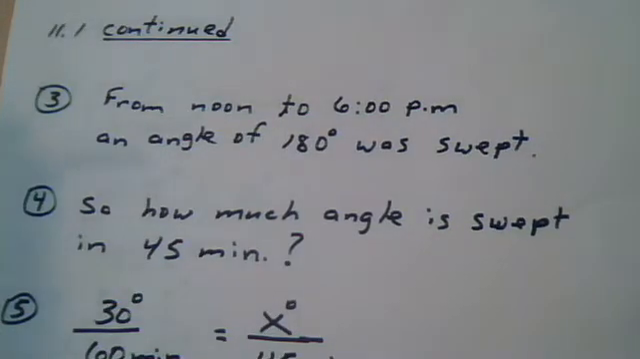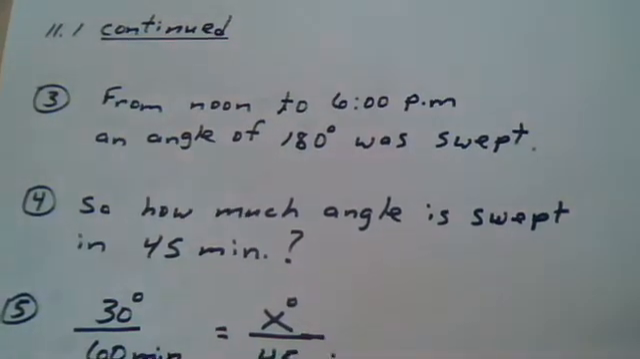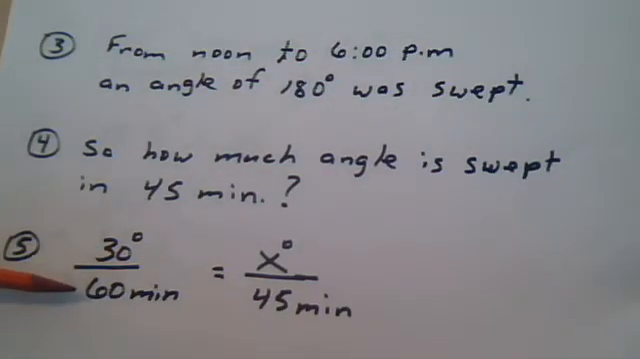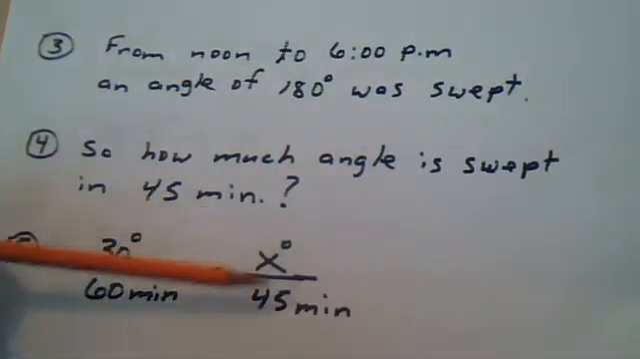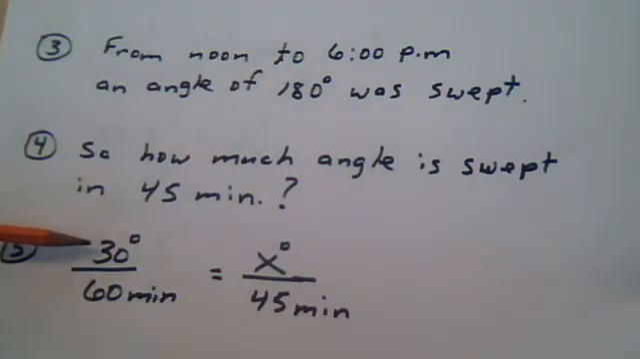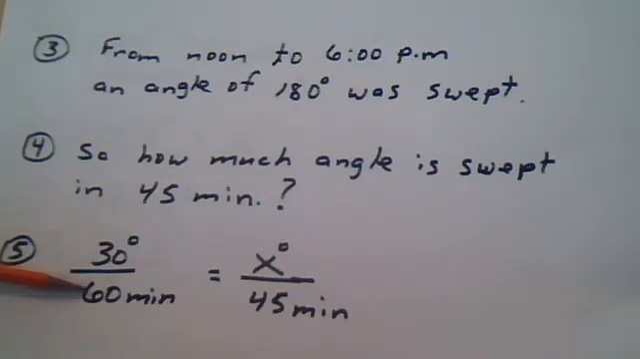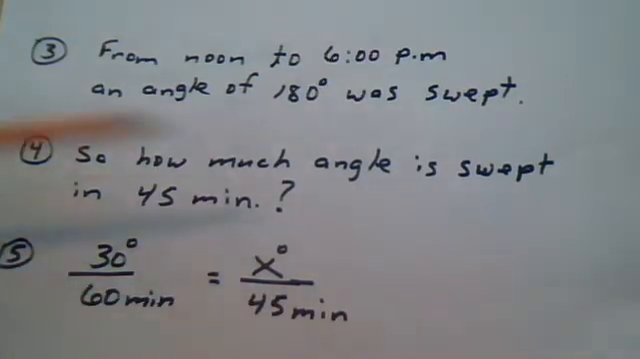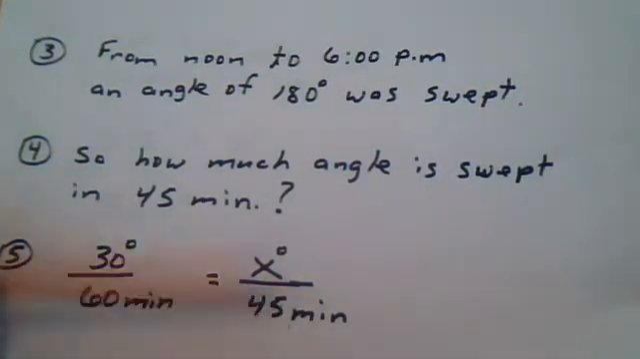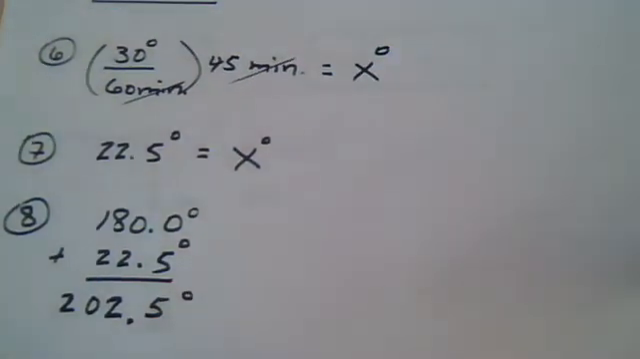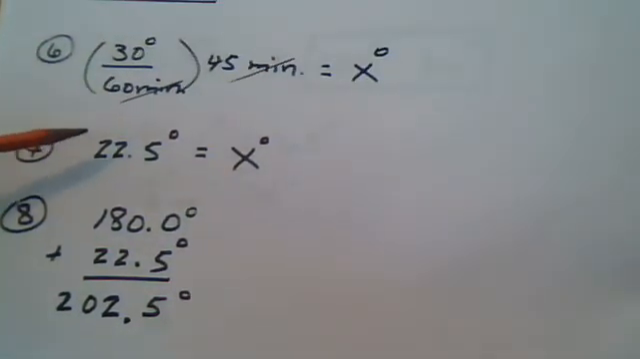So how much angle is swept in 45 minutes? So you set up your proportion. 30 degrees is to 60 minutes, as how many degrees is to 45 minutes? If the hour hand sweeps 30 degrees in an hour, that's 60 minutes, how many degrees would it sweep in 45 minutes? Notice we didn't put hour here since we're working with minutes. We put 60 minutes instead of an hour. So you do your algebra, and it turns out to be x is 22.5 degrees.